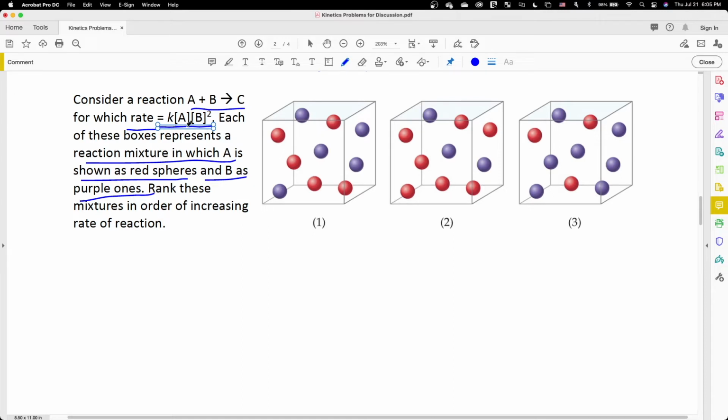Remember that the A and the B in the rate law just mean concentration, or number of something, number of moles or something. And so for box one, all you have to do is say, oops, I didn't mean to put an equal sign there because that's going to get confusing. Let me erase that.